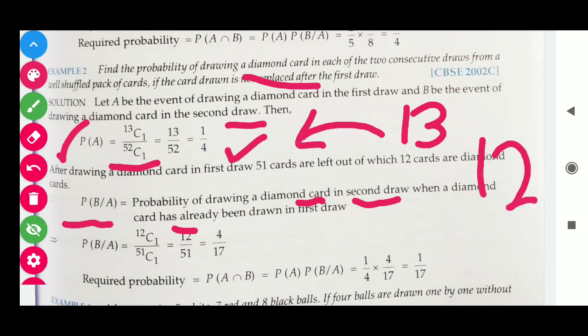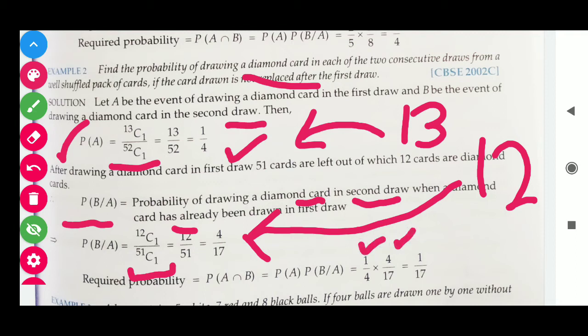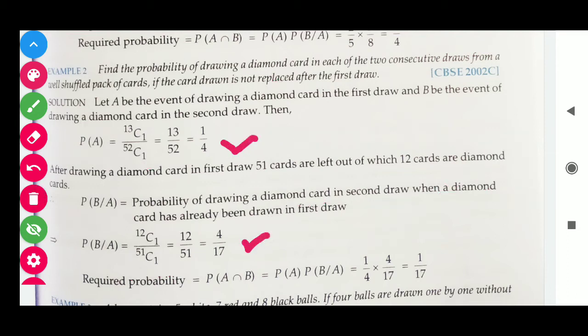Now students, we have to choose one card from 12 cards. That's why we write here 12C1. And total cards now we have 51, because we haven't replaced the card that we have already selected from diamonds. So now using these values 1 over 4 and 4 over 17 in this formula, we get the answer 1 over 17. So this is the conditional probability.